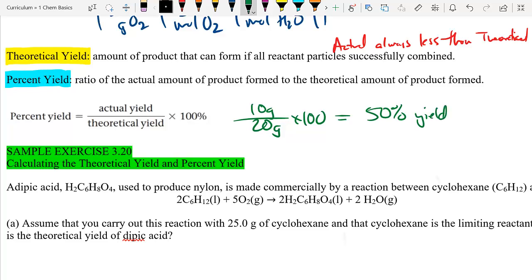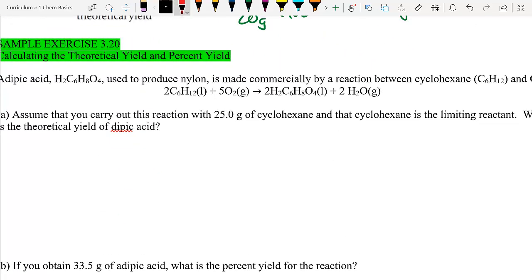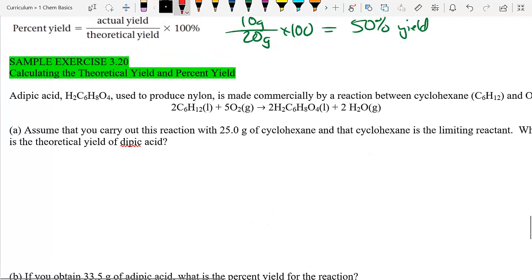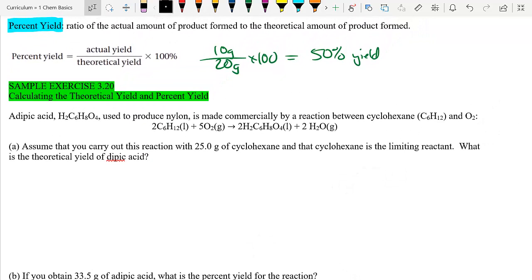So let's practice some of these. Here in sample 320, we've been given this acid, adipic acid, H2C6H8O4. That's a fun one. We use it to produce nylon, and it is made commercially by a reaction between cyclohexane and oxygen. So we've been given our balanced chemical equation, and this one's going to break up into a couple of parts.